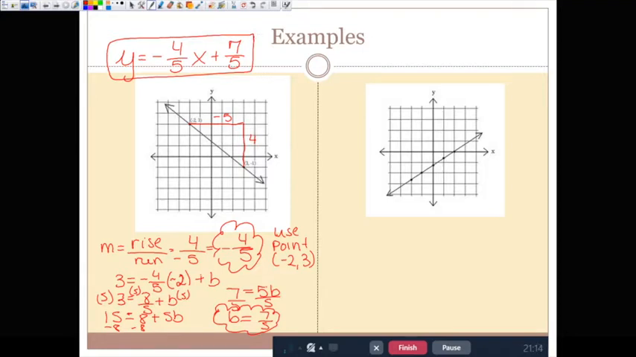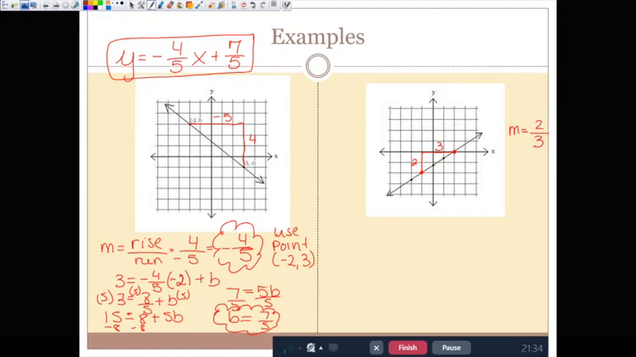So let's look at this next one. Again, they weren't so lucky by giving me my point there, but I have a point here and a point here. So I'm going to rise. I'm going to go up 2 and then over 3. So my slope here is going to be m equals 2/3.